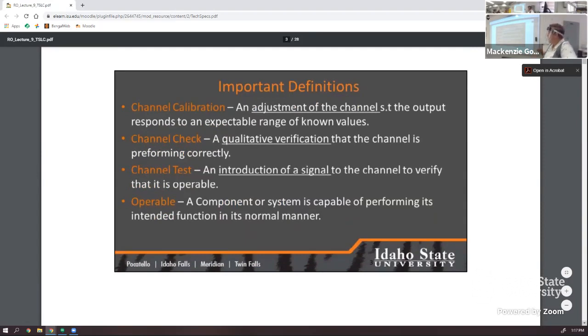So, here's our definitions. Because this has got some orange. Do you guys want me to turn this front light off? Or you have it on your screens? You're good? Yeah. Okay.